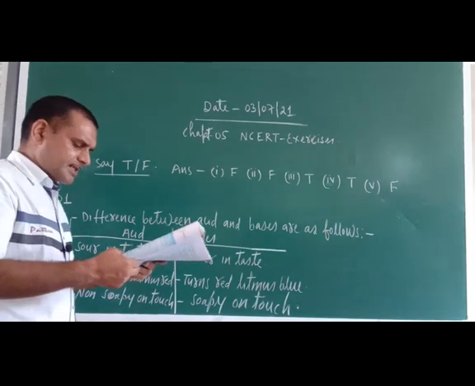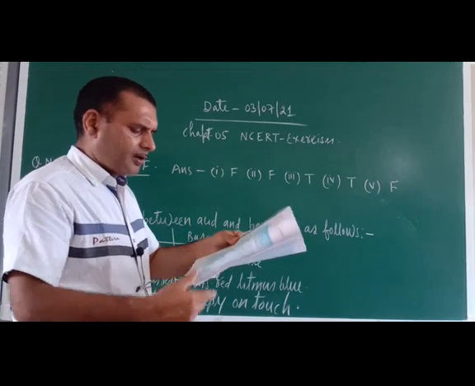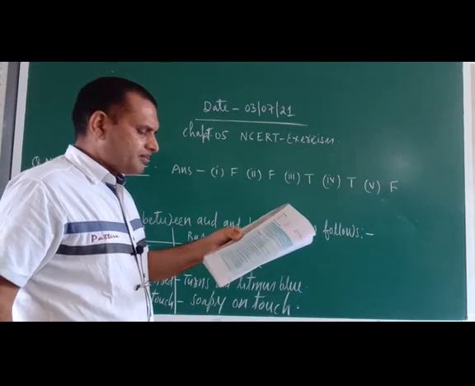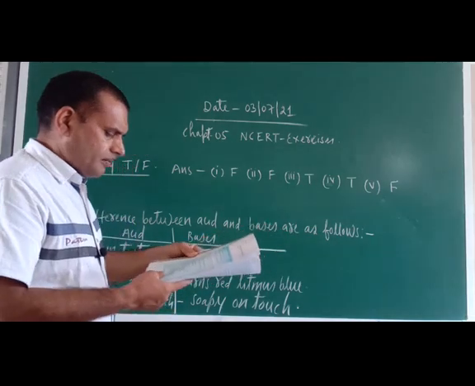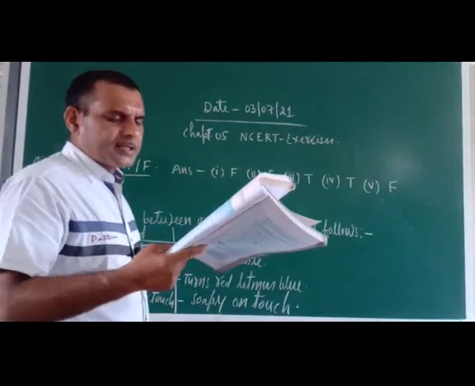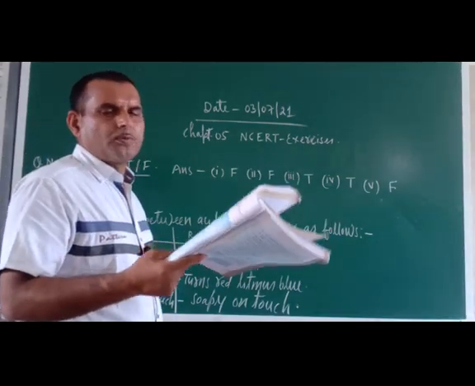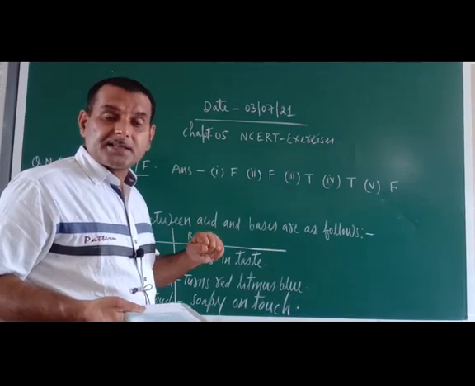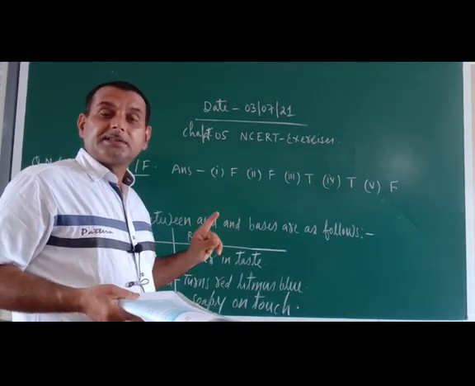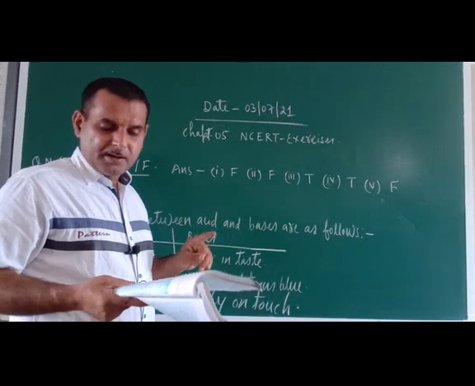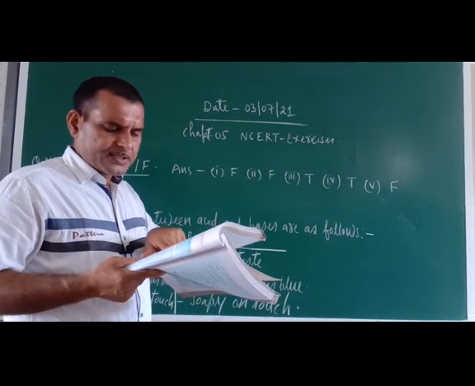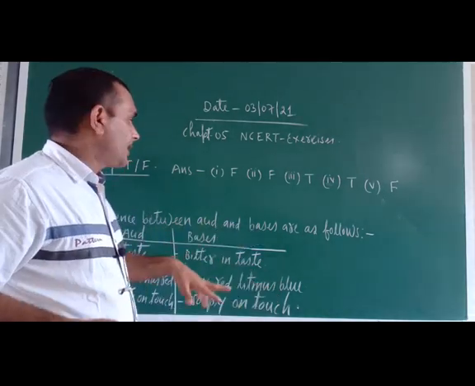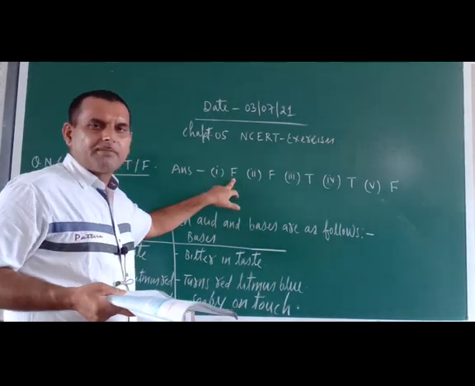Question number 6 belongs to true and false. Mark T if the statement is true and F if it is false. The first one is: nitric acid turns red litmus blue. Acid turns blue litmus red, but red remains red. So what is told here, that nitric acid turns red litmus blue, is false. So I wrote here false.